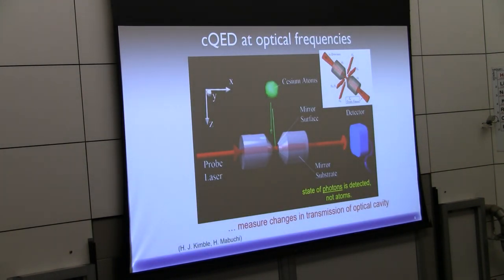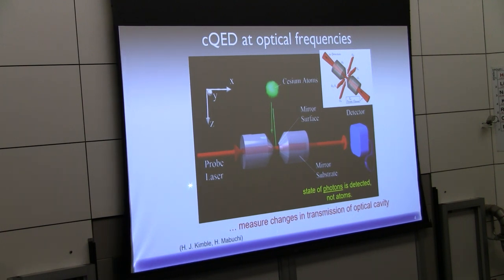Then there's optical cavity QED, as I mentioned, in which you maybe drop atoms through there or store them, and instead of measuring the state of the atoms, you measure the state of the photons that are passing through and have interacted with the atoms.